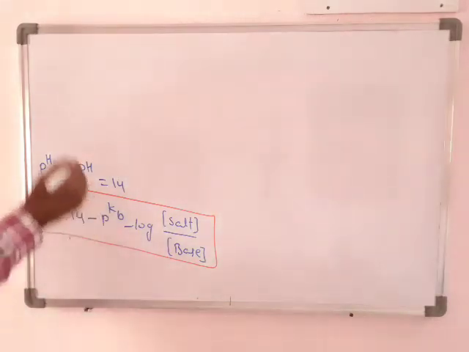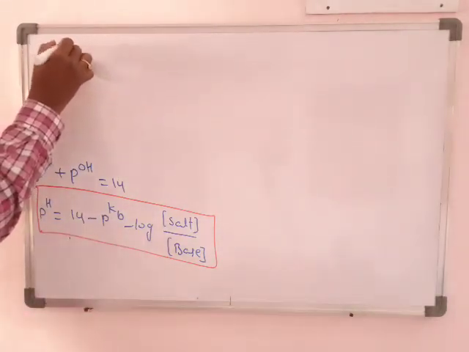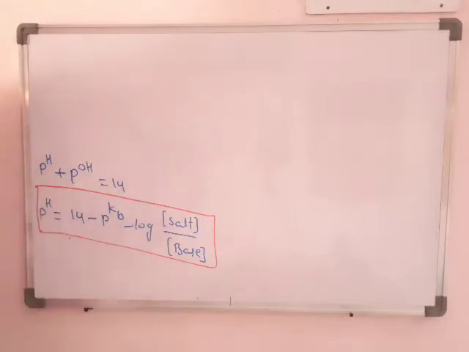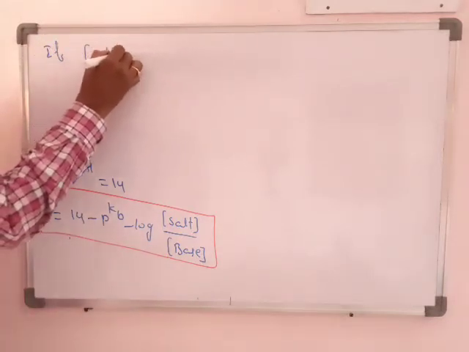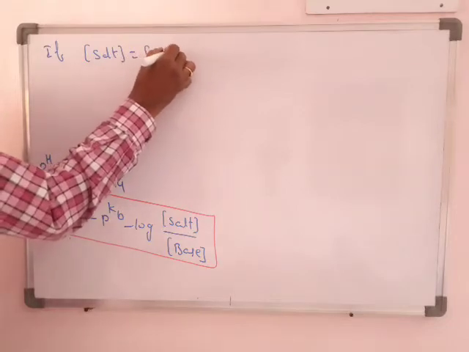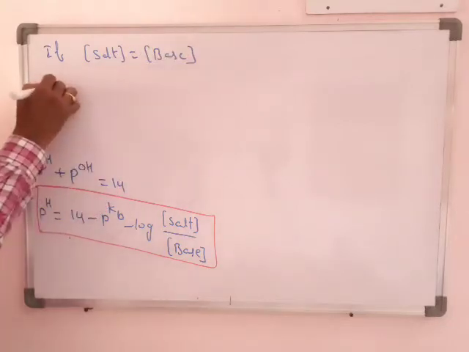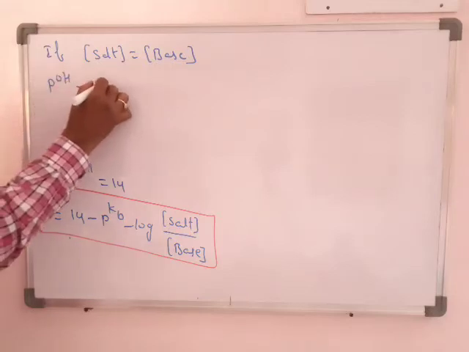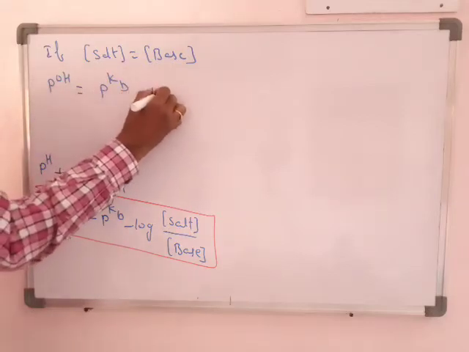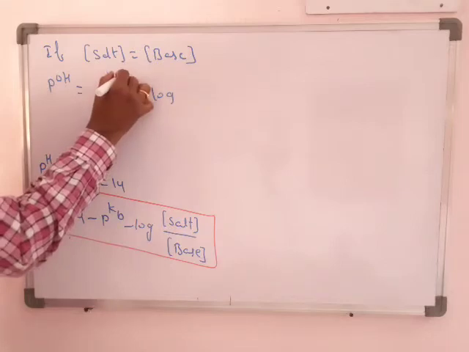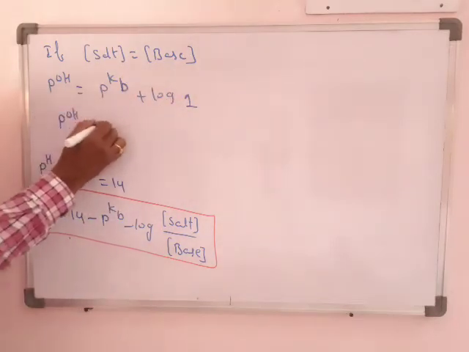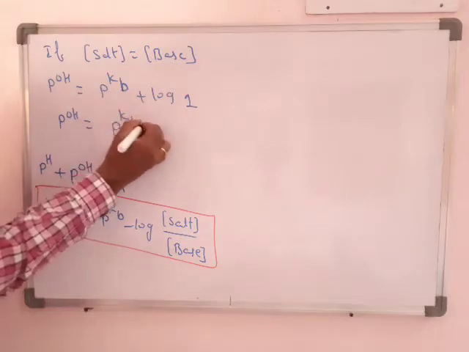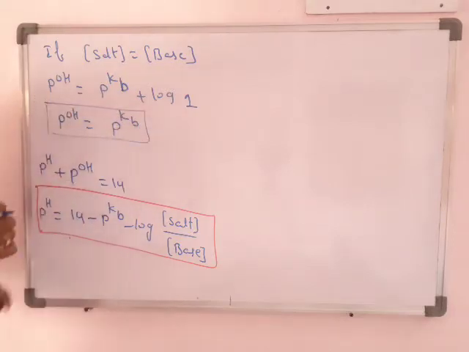So again, if you see the pOH equation, if the salt concentration is equal to the weak base concentration and you apply it in the pOH equation, it's pKb plus log salt by base. Log salt by base means it comes to 1. So we know that log 1 equals 0. Again pOH becomes pKb. So this is also a condition for a good basic buffer.